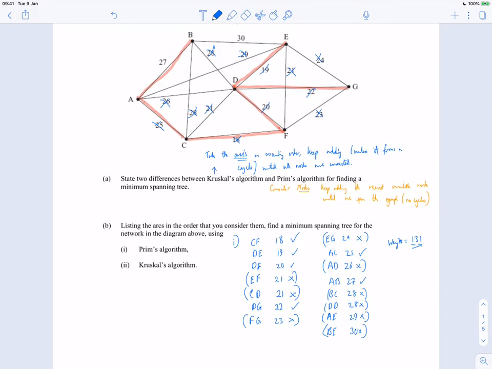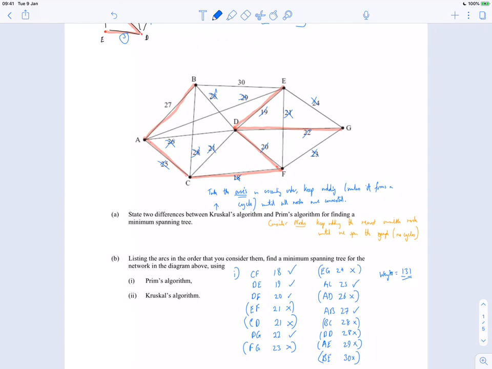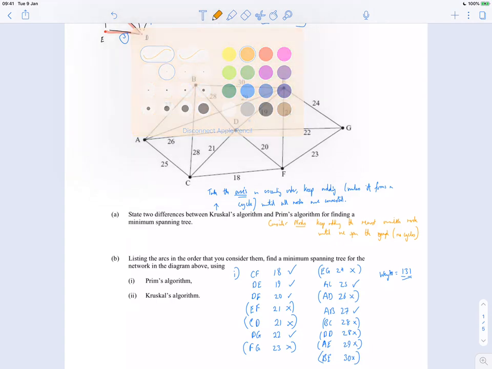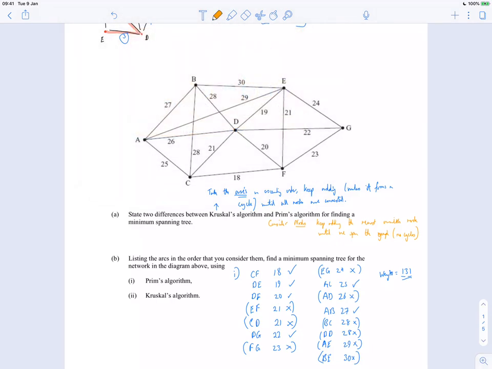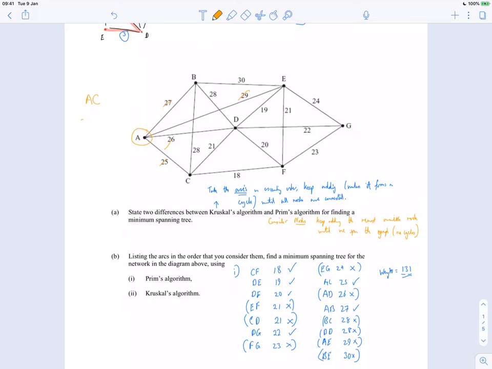Kruskal's algorithm. Okay. So let's say we're going to wipe all this out and we're going to try again using Kruskal's. So this time I'm going to use orange. So let's say arbitrarily I start at A, for apple. What's the next nearest node to A? Well, I've got a 25, 26, 29, and 27. So the next nearest one would be C. So that'd be 25 plus.